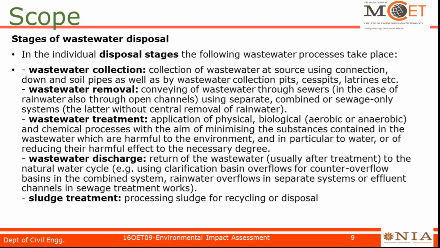Stages of wastewater disposal. In the individual stages, the following wastewater processes take place. One is wastewater collection. Whatever we have seen in the last few slides, here is a little bit detailed explanation of that. Collection of wastewater from the source using connection drains and soil pipes, as well as wastewater collection pits, cesspits, latrines, etc. Wastewater removal, that is conveying the wastewater through sewers. In case of rainwater, it is through open channels, right? In case of sewers, it is closed sewers using separate, combined, or sewage-only systems.